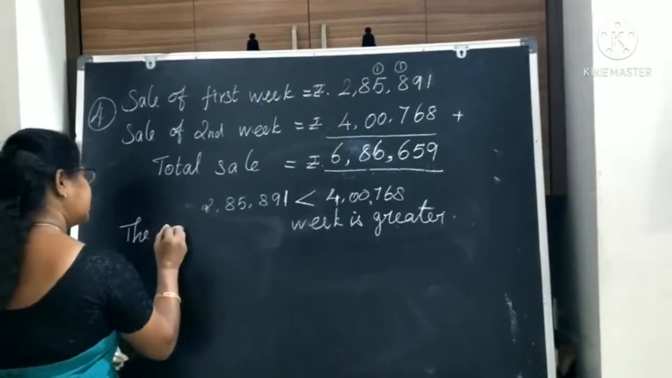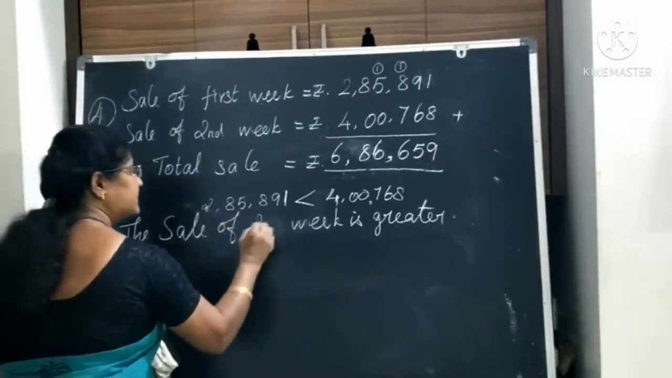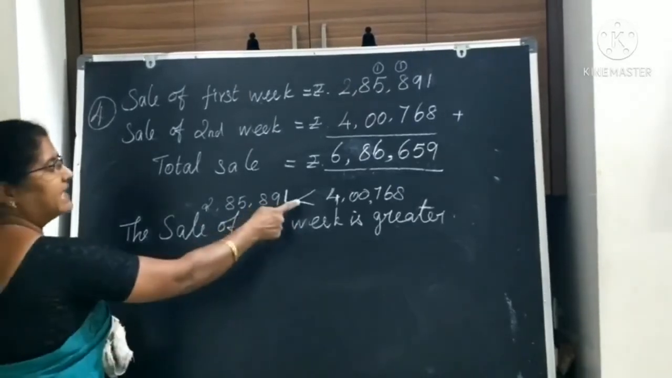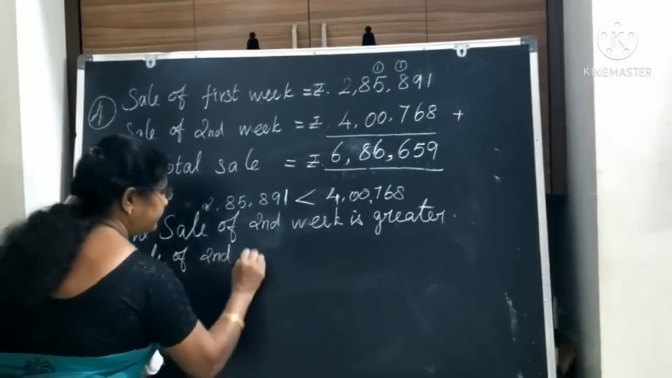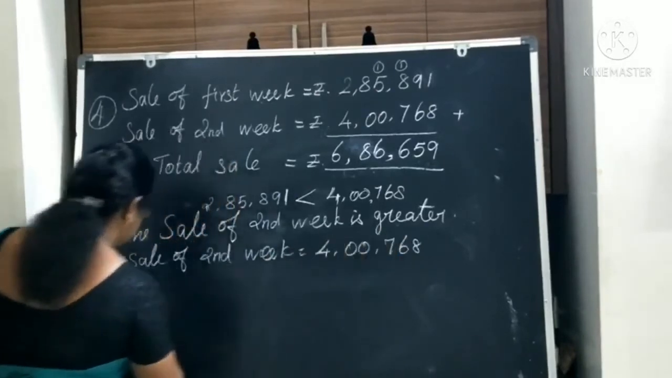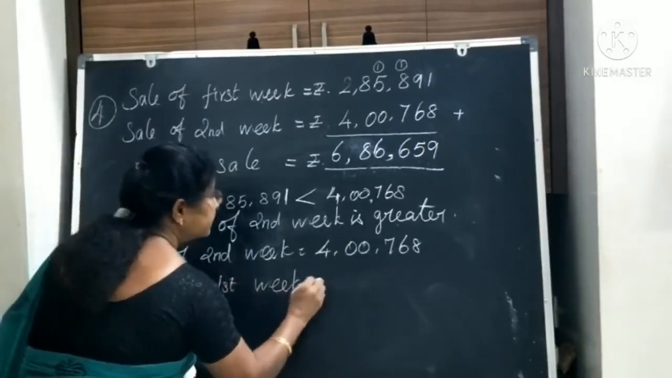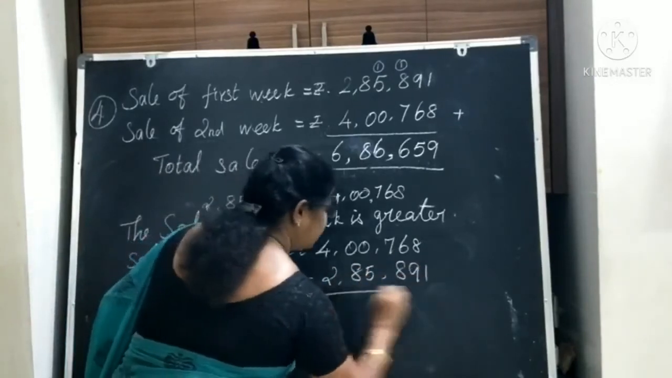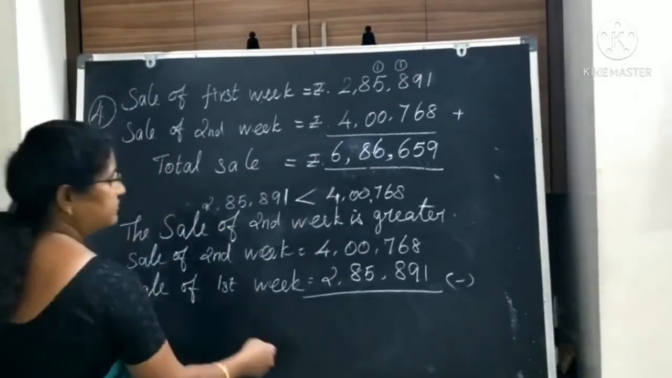So the sale of second week is greater. Now by how much? We have to subtract from the greater to smaller. Sale of second week equal to 4,768. Sale of first week, how much? 2,85,891. We have to subtract by how much? Okay, so for that we need to subtract this.